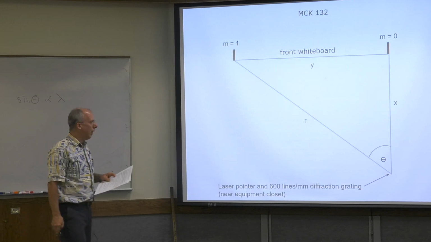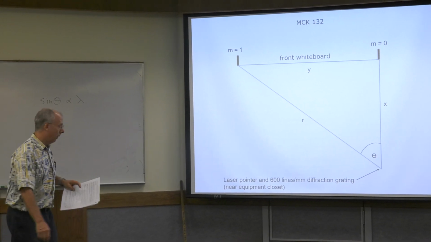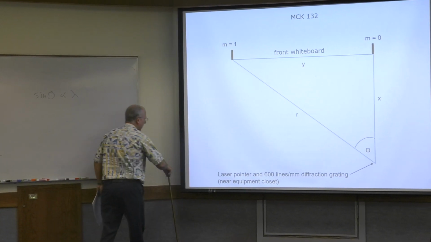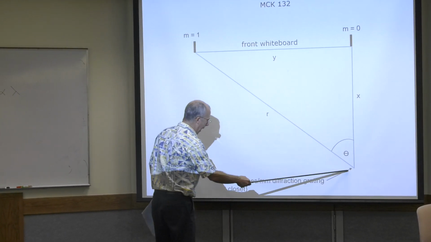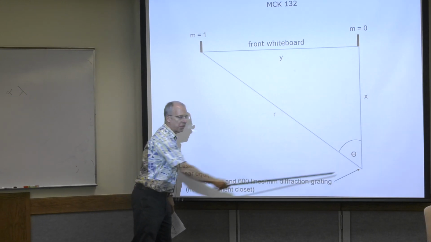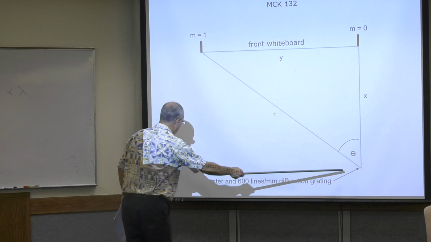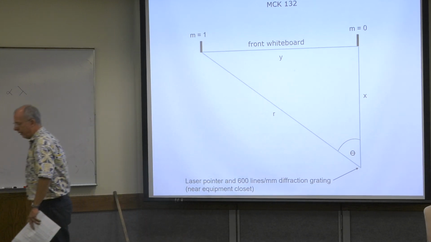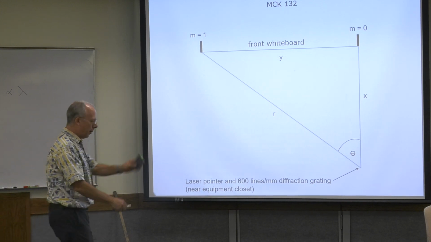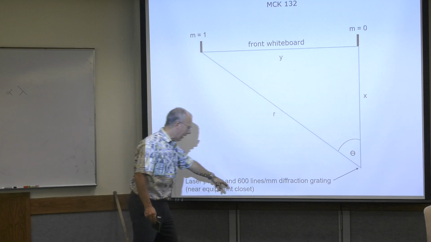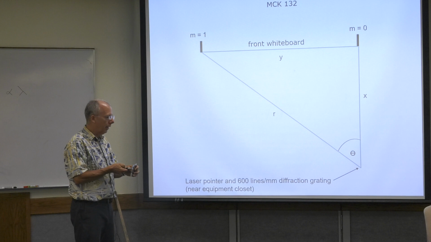This is a demonstration that I do every semester when I'm teaching this class in McKay 132. Here, this is the front whiteboard, and this is the back of the room, where the physics equipment closet is. What I do is take my little laser pointer, and just pretend this is the diffraction grating. I have a 600 lines per millimeter diffraction grating, so I just shine the light through it.